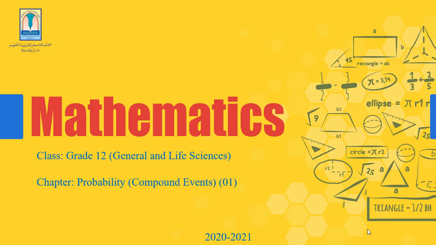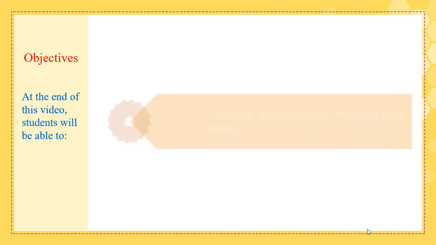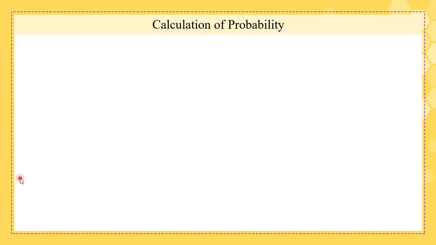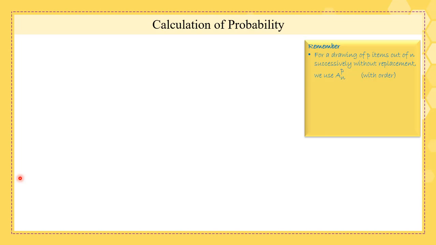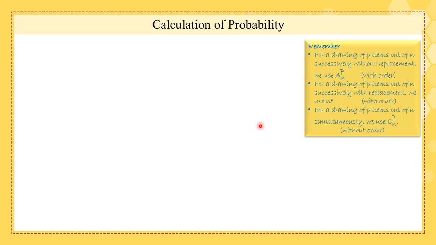Today we will see how we calculate the probability of compound events. Let's begin. We have to remember that in the case of a successive without replacement selection, we use an arrangement, or the product of numbers that decrease by 1. In the case of a successive with replacement selection, we use n to the power p, and in the case of a simultaneous selection, we use the combination.